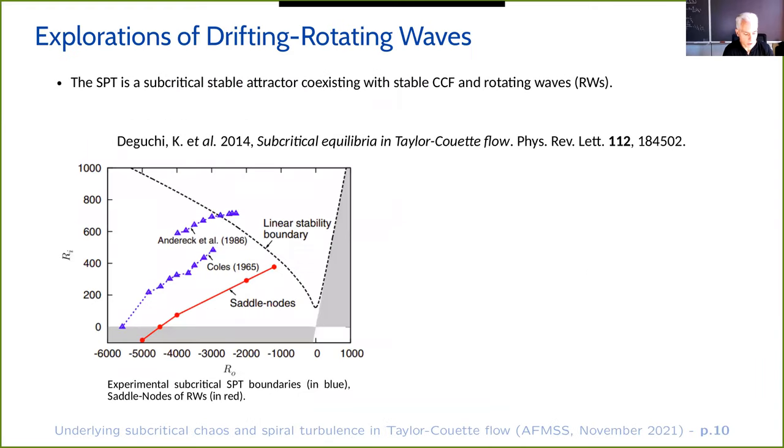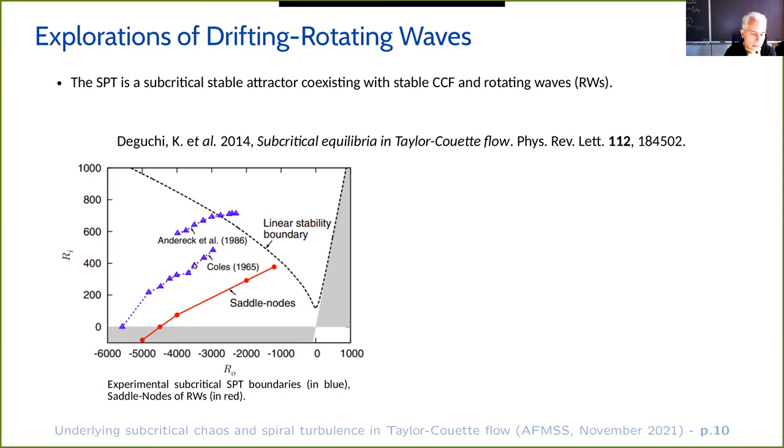Trying to find this kind of coherent states is not new. I mean, Deguchi et al. in 2014 already identified rotating waves in the supercritical region. So remember, in Andereck's diagram, you have the linear instability of the Couette flow. And these are relaminarization boundaries where Andereck and Coles, independently many years apart, found that the spiral turbulence may still be active. So spiral turbulence is here in the supercritical region above the critical line, but if you reduce the inner Reynolds number, spiral turbulence still may exist here, according to Andereck, or even here, according to Coles.